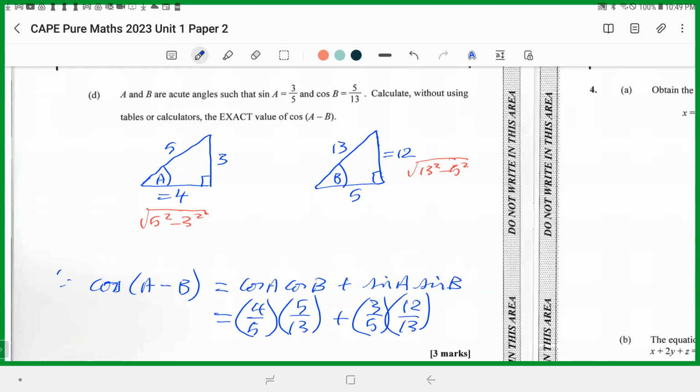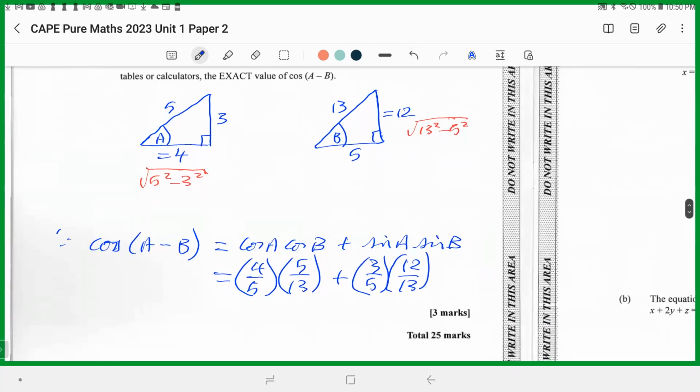Now 5 times 13 is what? 65? Yes. So this really becomes 20 plus 36. 4 times 5 is 20. 3 times 12 is 36. That's 56. Let's make sure. Right? 20 plus 36. Yes, that's 56.